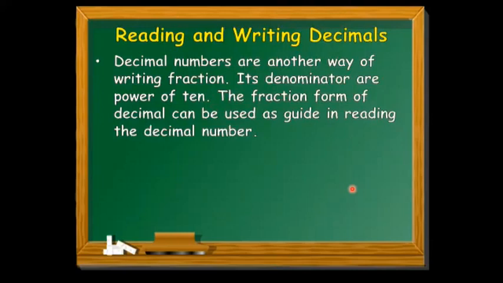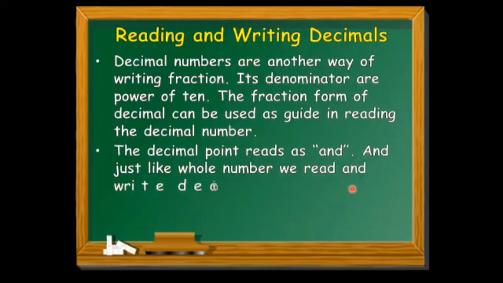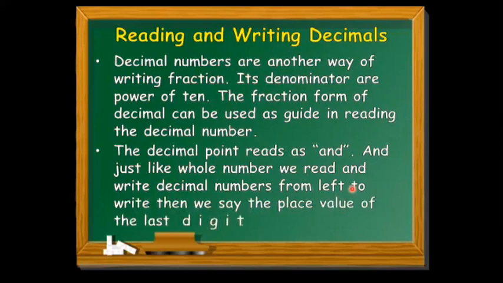And then we have number 2. So the number 2, the decimal point reads as "and". And just like the whole number, we read and write decimal numbers from left to the right. And then we say the place value of the last digit. So that is how we're going to read and to write whole numbers, decimal numbers, okay?